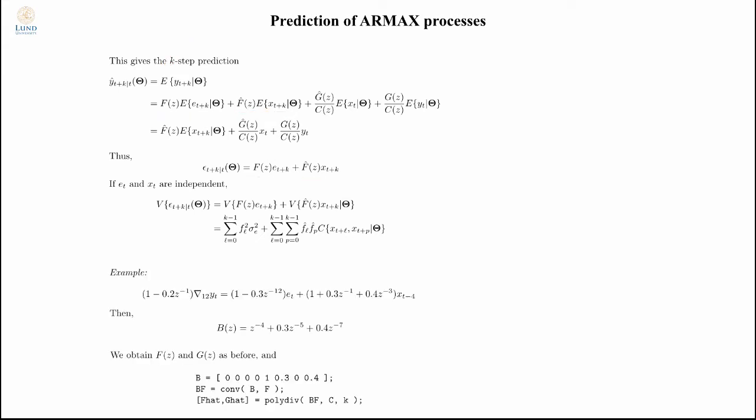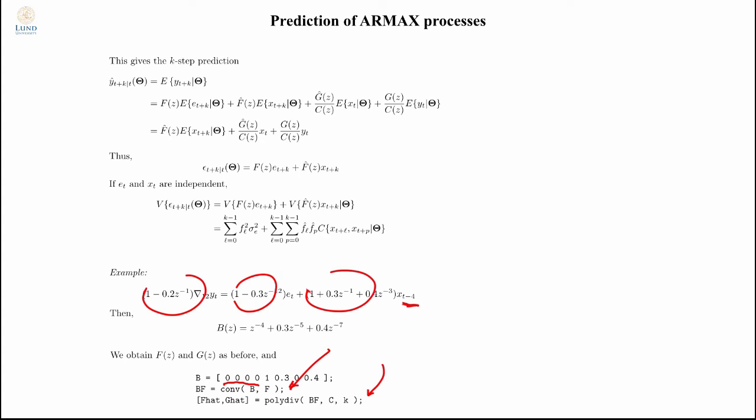So for example, if I have this polynomial, this would be my A part, this would be my C part, and this would be my B polynomial. Notice that I have a delay of 4, so in MATLAB I would write that as 4 additional zeros in the beginning. I form the polynomial multiplication by using the conv operation. That will be the equivalent in MATLAB, and then I do the polynomial division using polydiv.